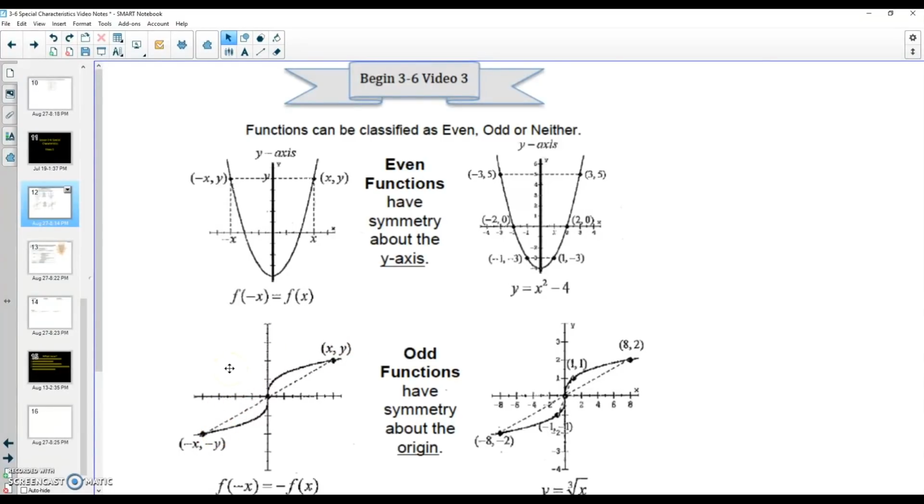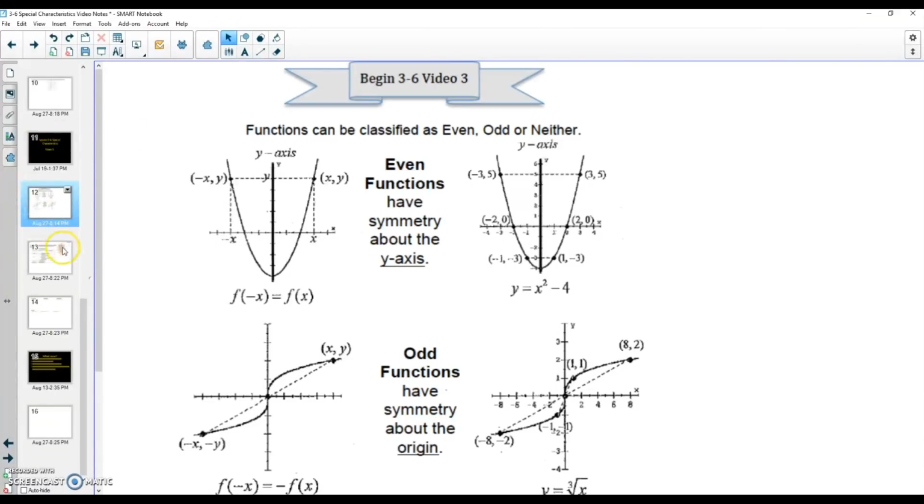Now, if it doesn't meet either of these circumstances, if it's not symmetric about the y-axis or the origin, then we're going to say it's neither. Even if it has symmetry around something else, like a separate line, like y = 3 or x = 4, we're going to classify it as neither. Even and odd are as specific as we're going to get.